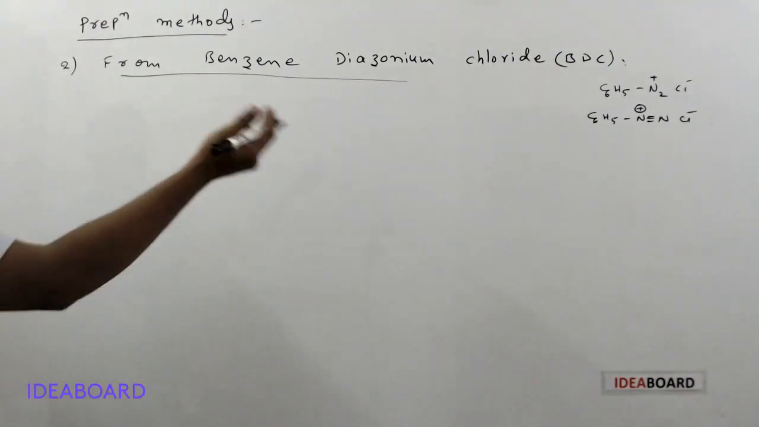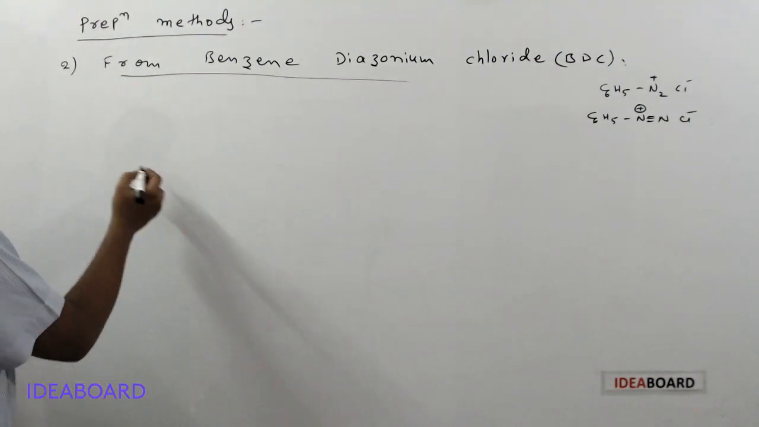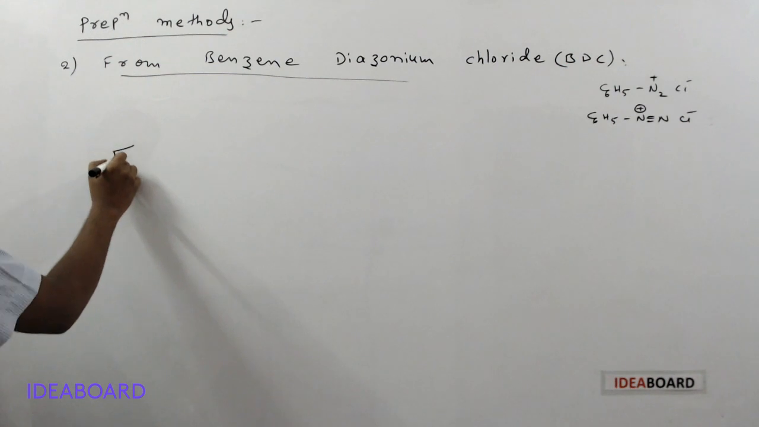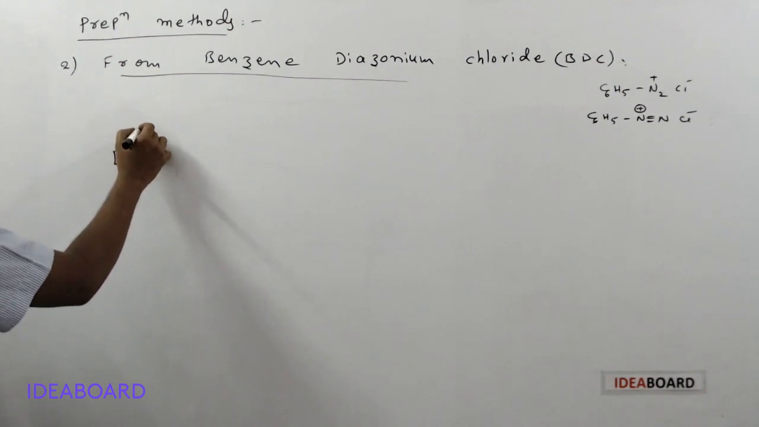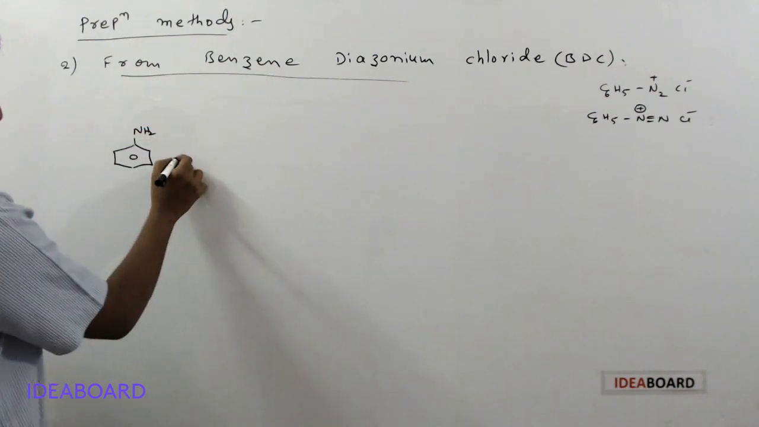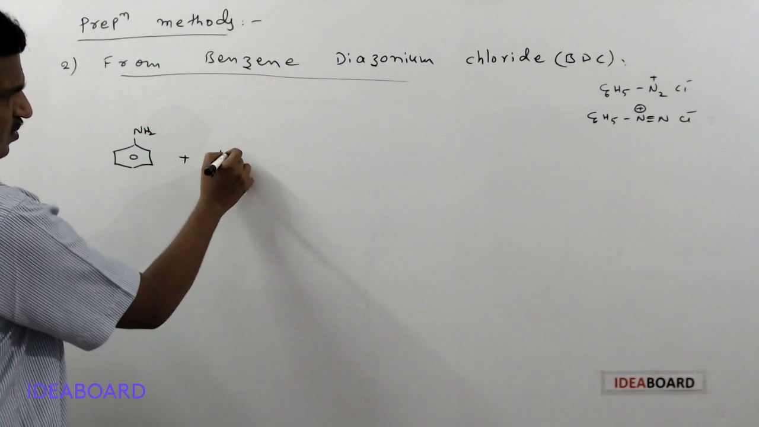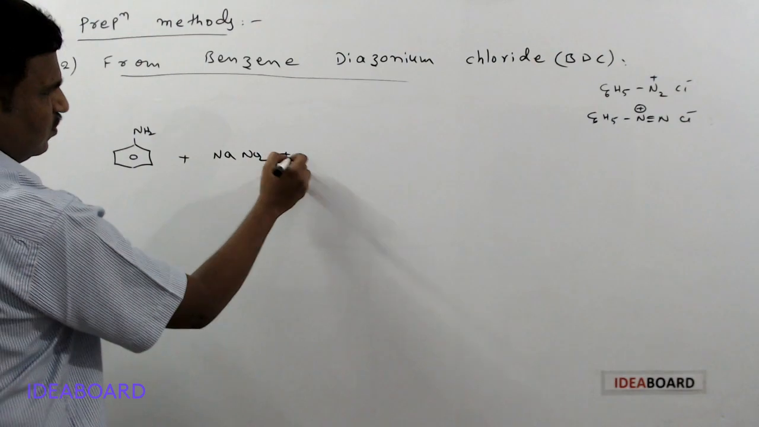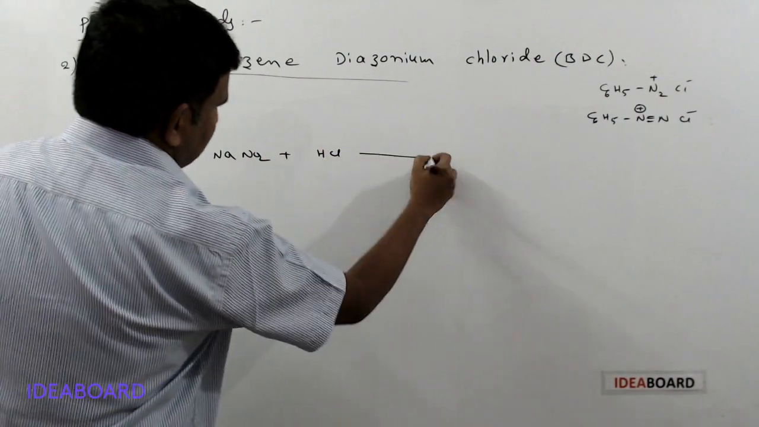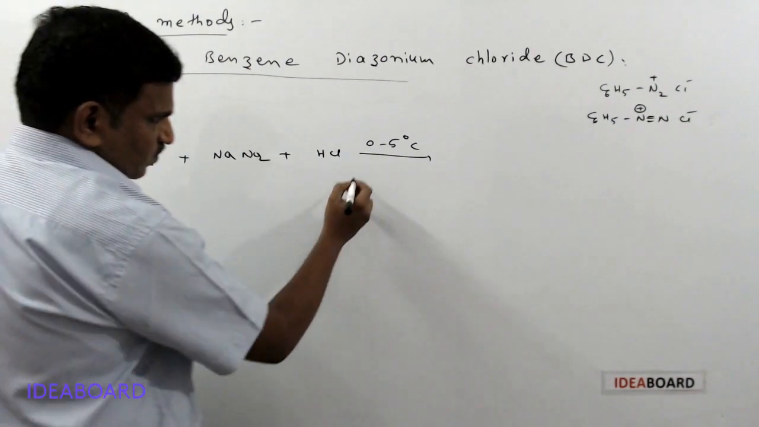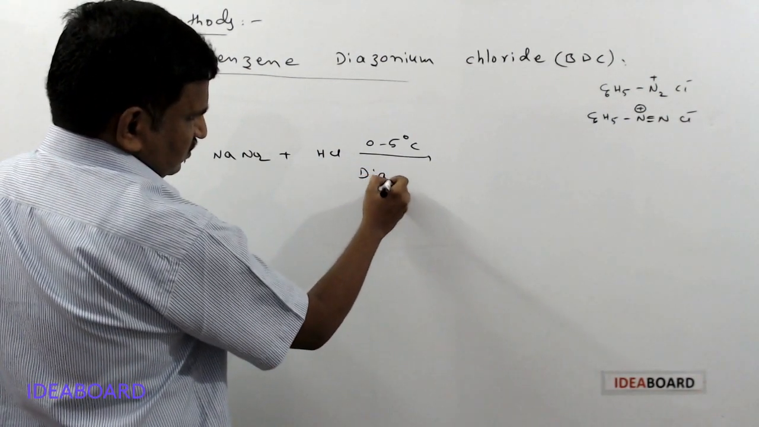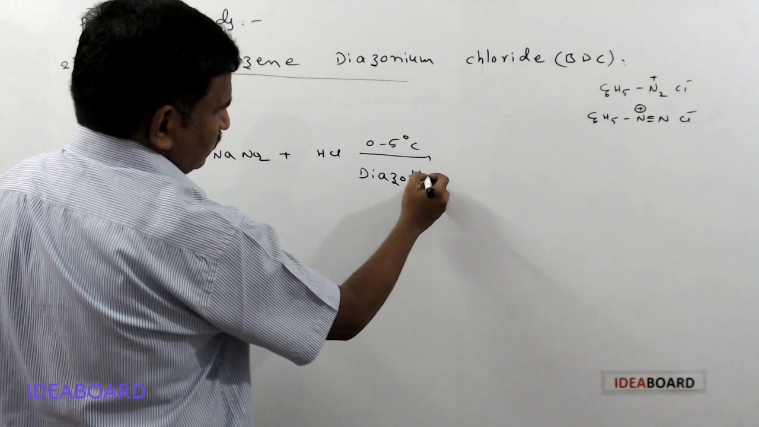Okay, how can we prepare benzene diazonium chloride? First of all, I am writing the preparation of benzene diazonium chloride. Now I am taking aniline actually. The aniline reacts with NaNO2 and HCl at 0 to 5 degrees Celsius, and this process is also called the diazotization process.